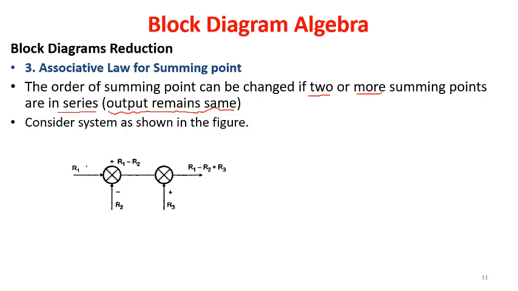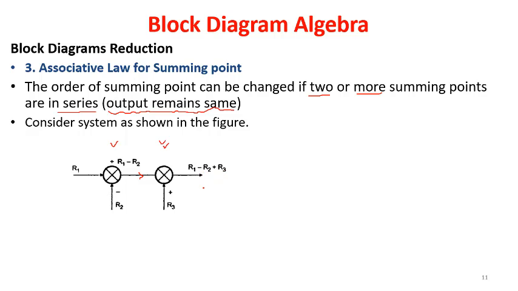In the given condition here, we are having two summing points, summing point 1 and summing point 2. So this is the second summing point. The input here is R1 and the other input for this summing point is R2, but it is negative. So the output coming at this particular line will be R1 minus R2. This will be the input for the second summing point, and there will be an additional input of plus R3. Hence the output coming out from the second summing point will be R1 minus R2 plus R3.